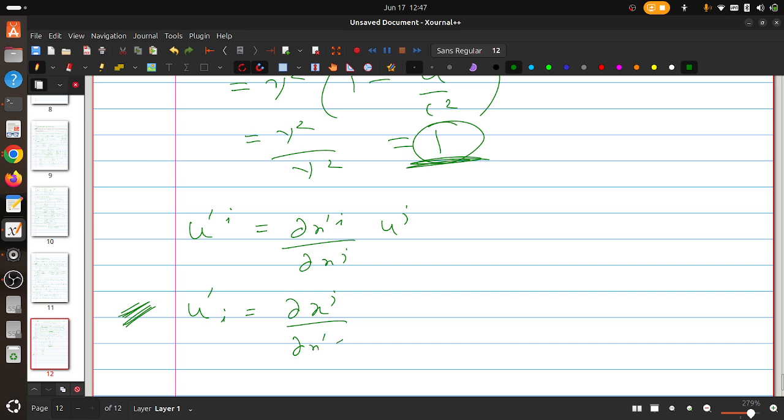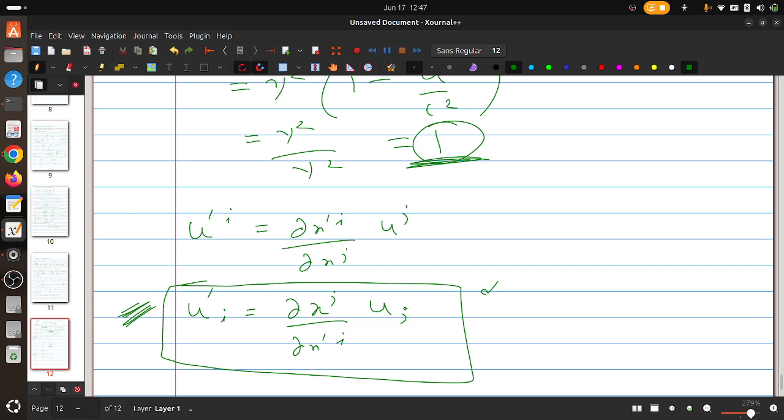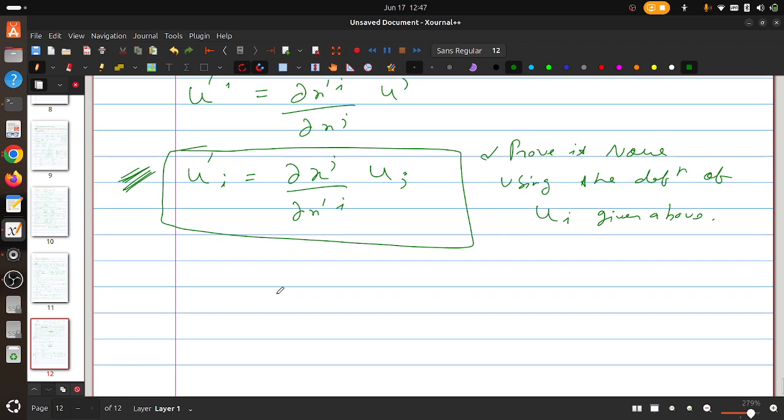So dx j, dx prime i, and u, it's always a little bit problematic for me. J. Okay. Yeah. So this you should be able to prove now, using the definition of ui given above. And this definition we have motivated from the space-time interval invariant. So majority of the things in relativity originate from the space-time interval invariant, and that's why it is such an important concept in relativity. And we are building structure over it.